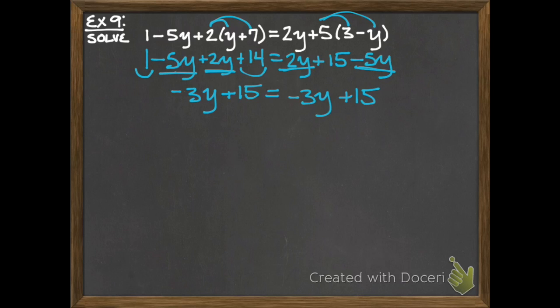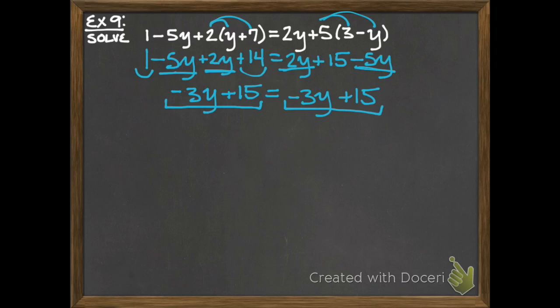And before I go on here, my next step would be to get my y's on the same side of the equation, and then solve for y. But right here, before I go on, I want you to recognize what's going on. So again, our solutions are values of y that make this equation true. I have the exact same expression on the left side as I do on the right side.